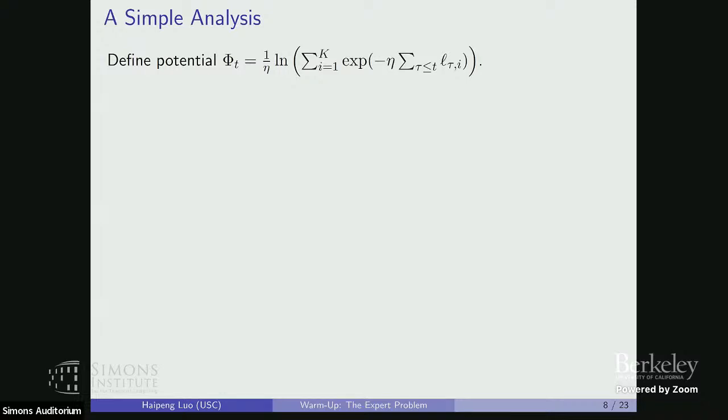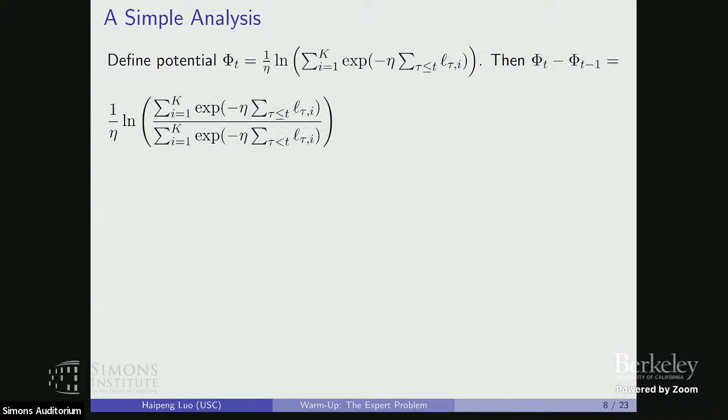p t plus 1. So p t plus 1 is proportional to something like this. When you normalize, this is exactly the normalization factor. Okay, so that's the potential. As always, we study the increase of the potential between two consecutive rounds. By definition it is just this. Nothing special. Now let me split the numerator into two terms.